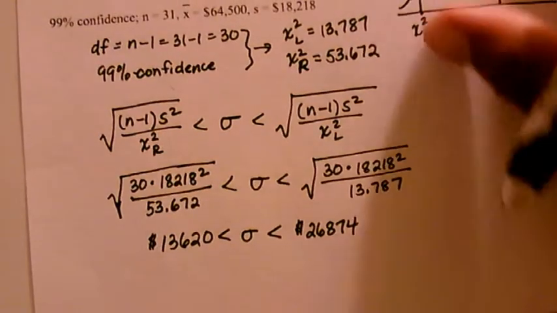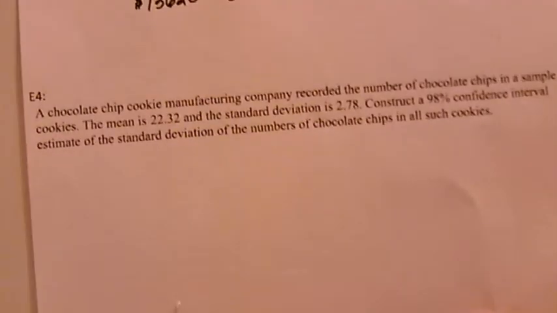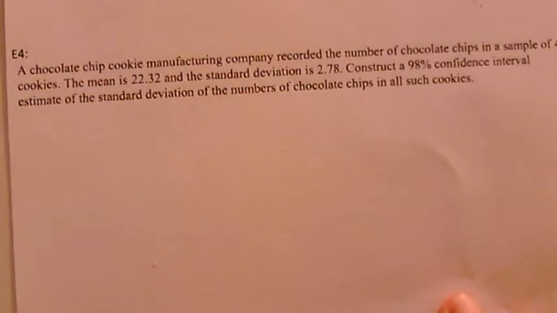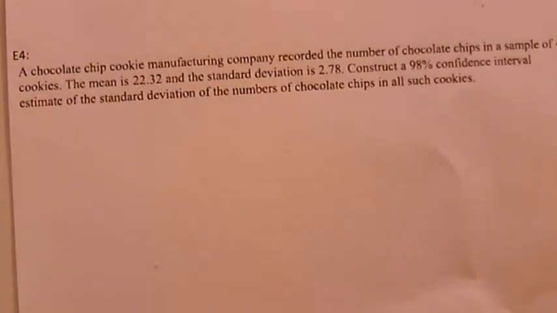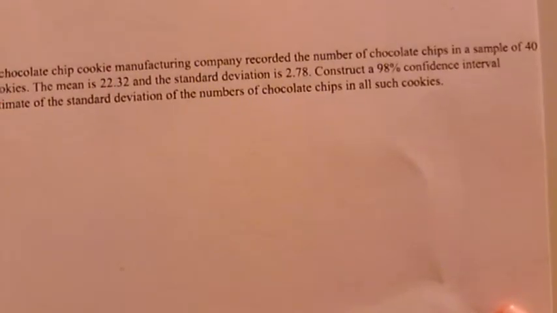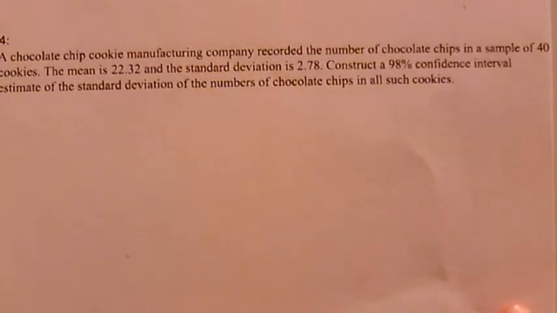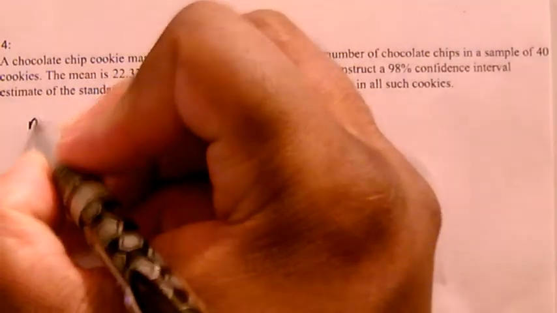Okay, last example. A chocolate chip cookie manufacturing company recorded the number of chocolate chips in a sample of 40 cookies. The mean is 22.32, and the standard deviation is 2.78. Here we want a 98% confidence interval estimate of the standard deviation of the number of chocolate chips in all such cookies. So in this case, we're given a sample of 40 cookies.